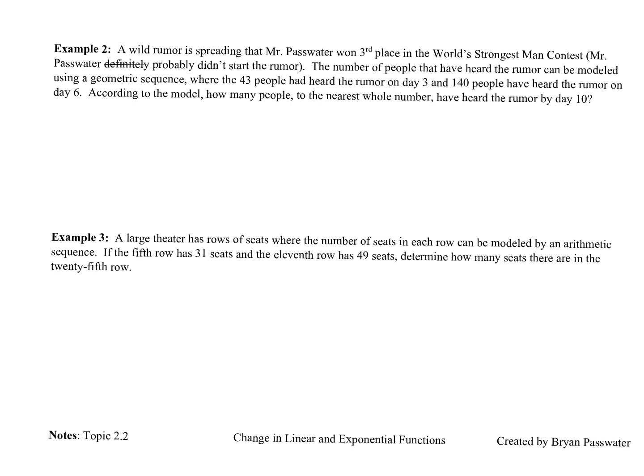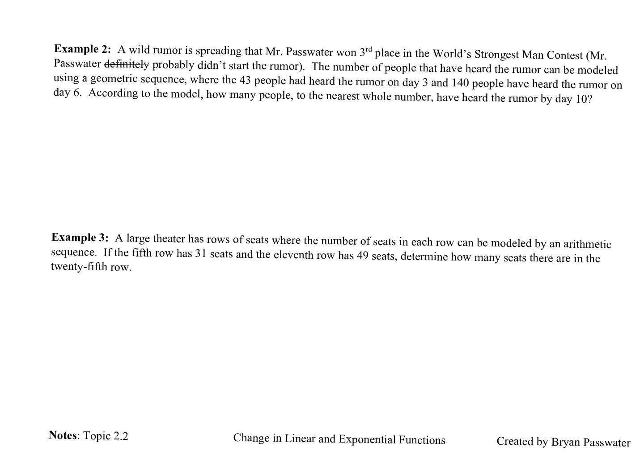A wild rumor is spreading that Mr. Passwater won 3rd place in the world's strongest man contest. Sheesh. Mr. Passwater probably didn't start the rumor. The number of people that have heard the rumor can be modeled using a geometric sequence, where 43 people had heard the rumor on day 3, and 140 people have heard the rumor on day 6. According to the model, how many people, to the nearest whole number, have heard the rumor by day 10?